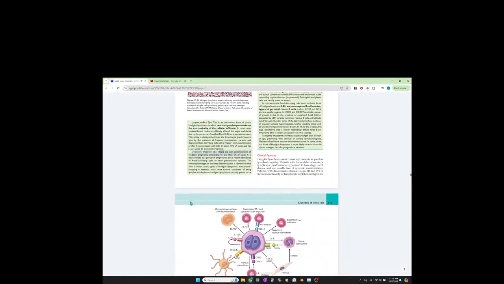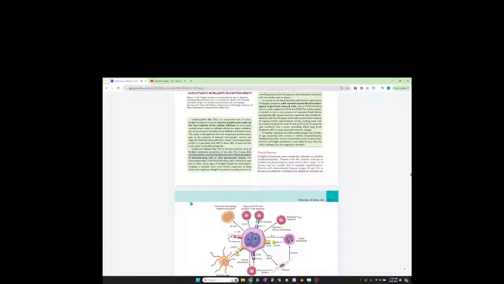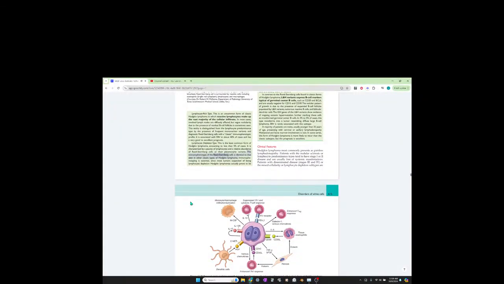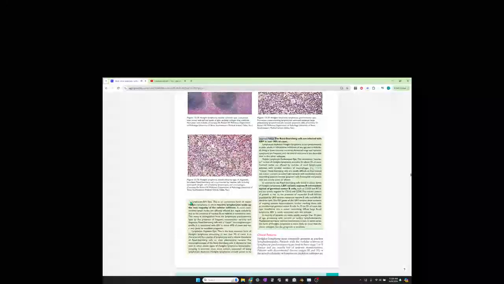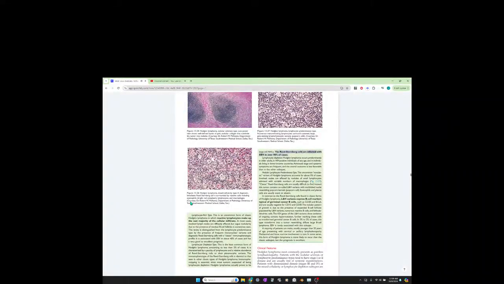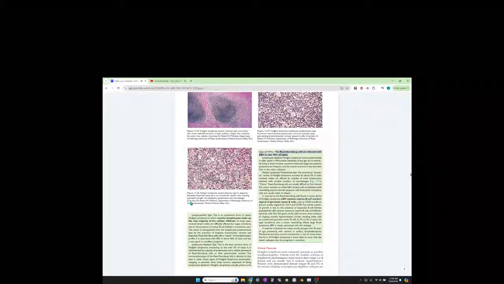Lymphocyte depletion type. This is the least common form of Hodgkin lymphoma, amounting to less than 5% of cases. It is characterized by a paucity of lymphocytes and a relative abundance of Reed-Sternberg cells or their pleomorphic variants. The immunophenotype of the Reed-Sternberg cells is identical to that seen in other classic types of Hodgkin lymphoma. Immunophenotyping is essential, since most tumors suspected of being lymphocyte depletion Hodgkin lymphomas actually prove to be large cell NHLs. The Reed-Sternberg cells are infected with EBV in over 90% of cases.